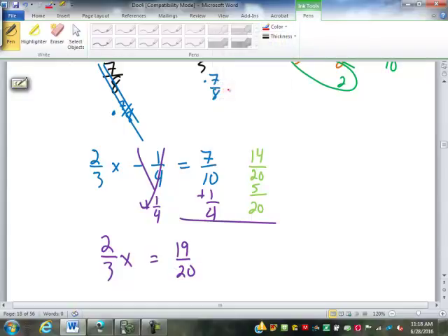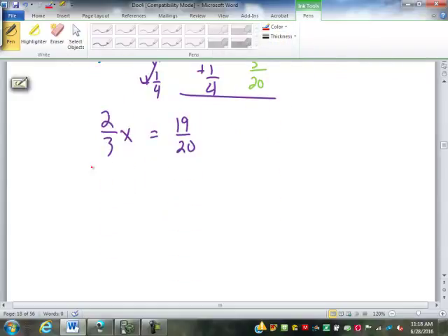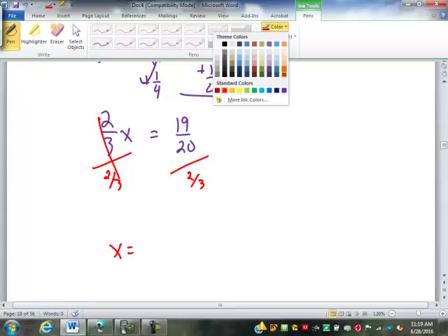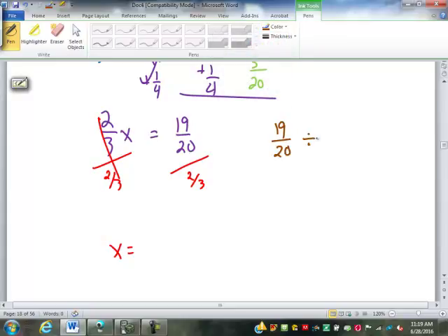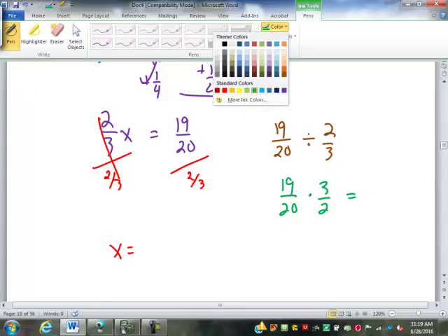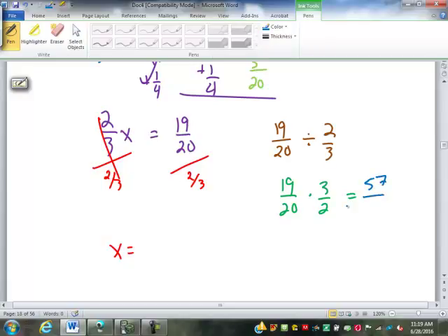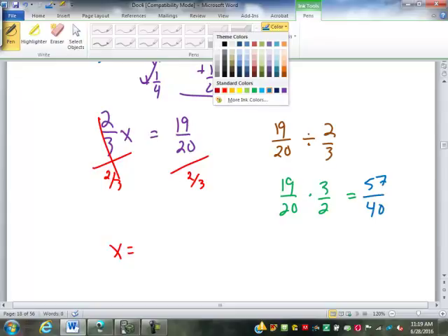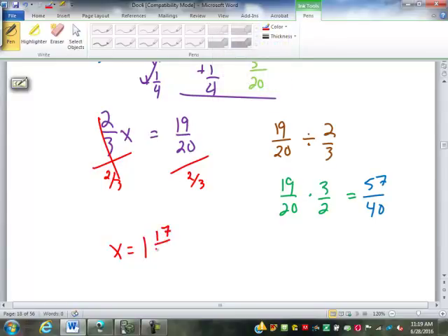And then, well, x is multiplied by 2/3. We're going to divide by 2/3. These are just x. So we've got 19 over 20 divided by 2 over 3. Can I cross cancel the 2 and the 20? Right now it's divide, right? So I change it to times 3 over 2. Now I can cross cancel. Unfortunately, nothing there. But I do have 19 times 3 is 57. 20 times 2 is 40, which reduces to a mixed number of 1 and 17/40.